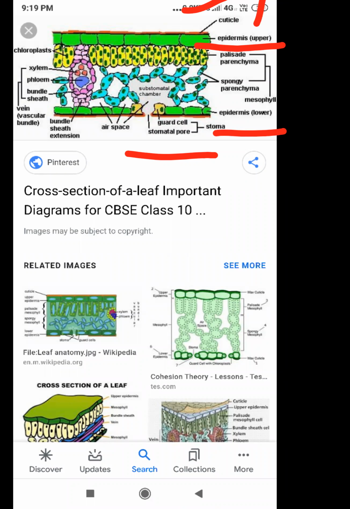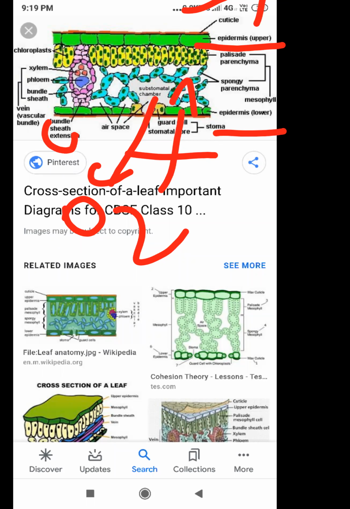What is the function of the stomata? Stomata are involved in gaseous exchange. Oxygen comes out and carbon dioxide enters into the leaf. So stomata are responsible for gaseous exchange.